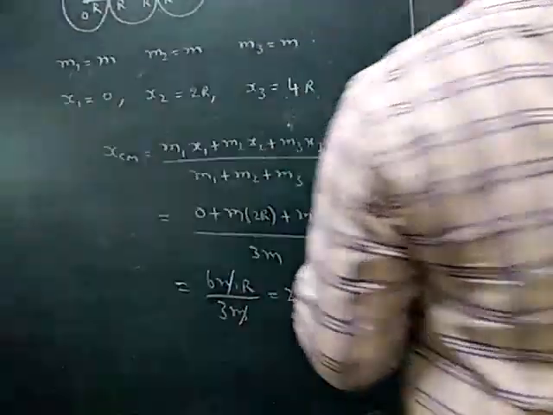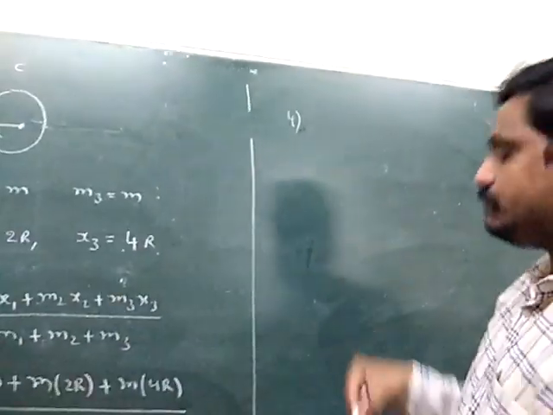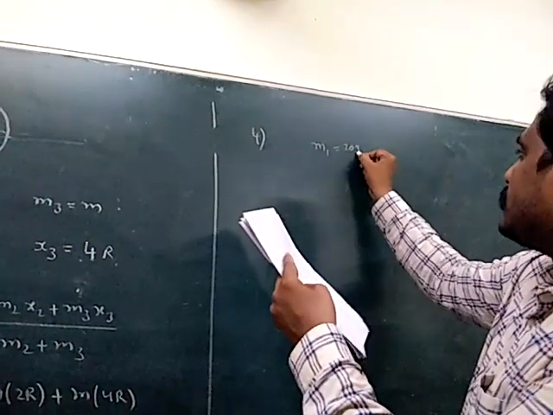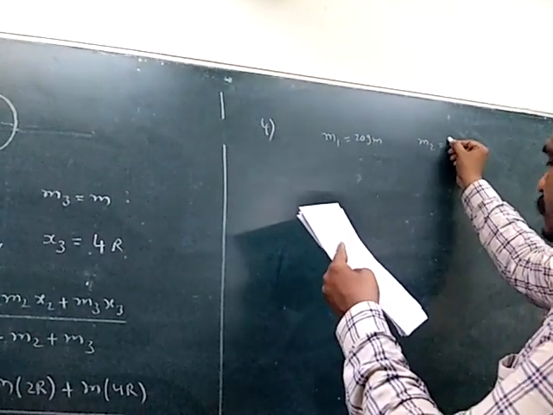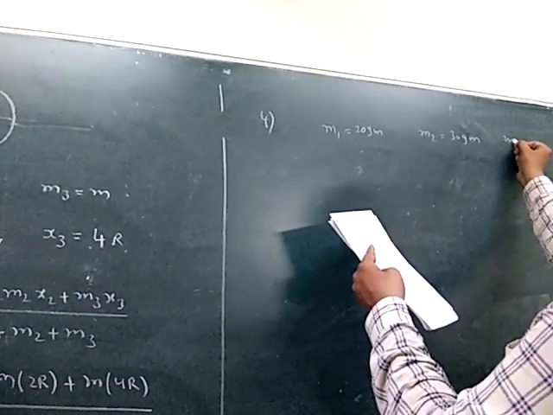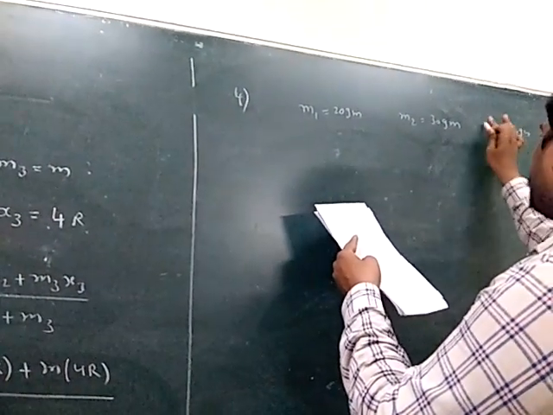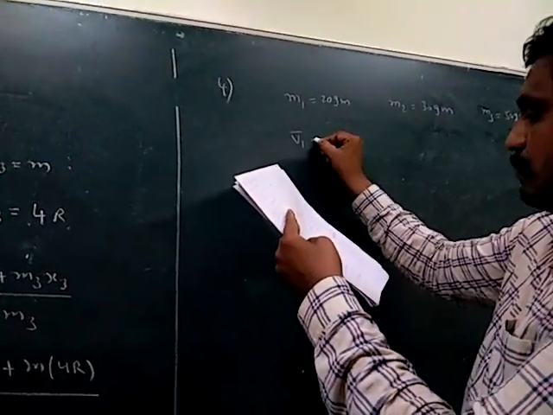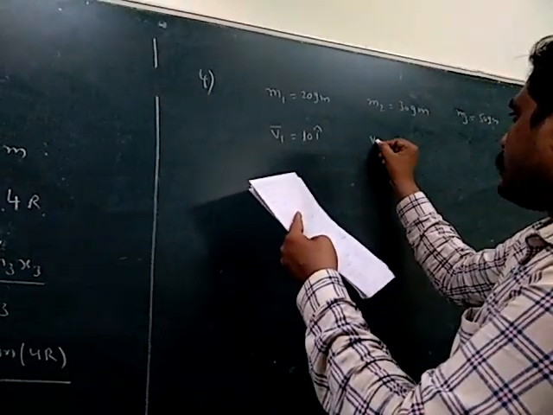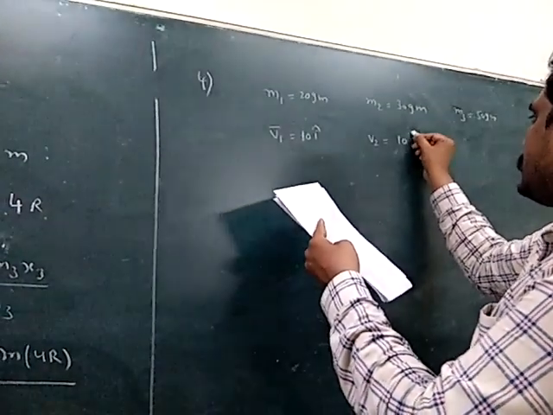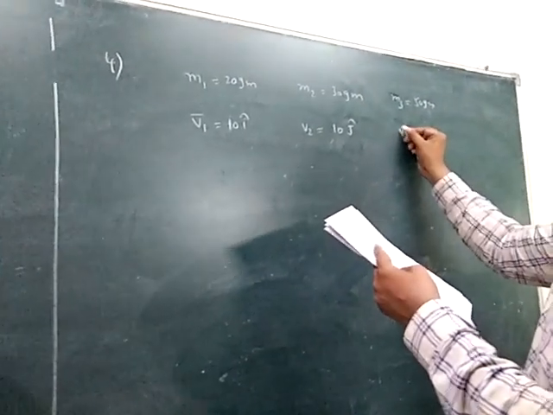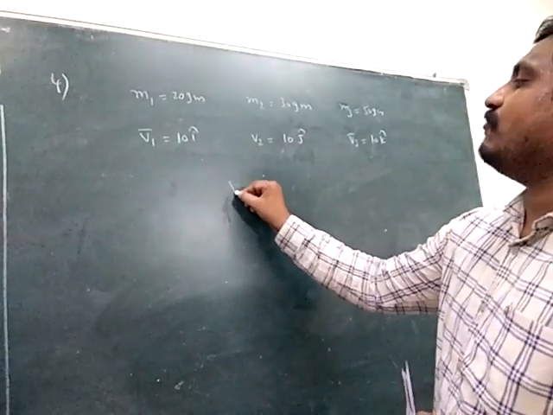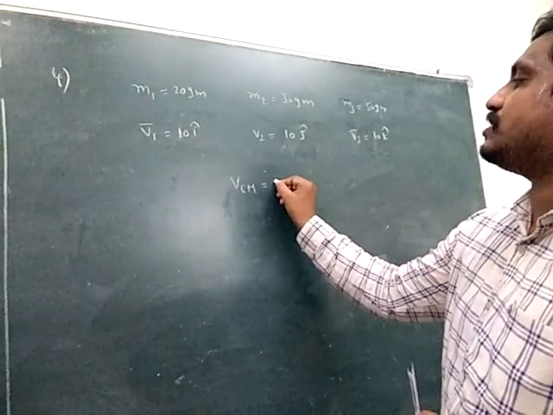Next problem, an important method to see here. First particle mass is given: M1 is 20 grams, M2 is 30 grams, M3 is 50 grams. Three masses are given. First body velocity v1 bar is 10 i cap, second body velocity v2 bar is 10 j cap, third body velocity v3 bar equals 10 k cap. Find the VCM, velocity of center of mass of the system.